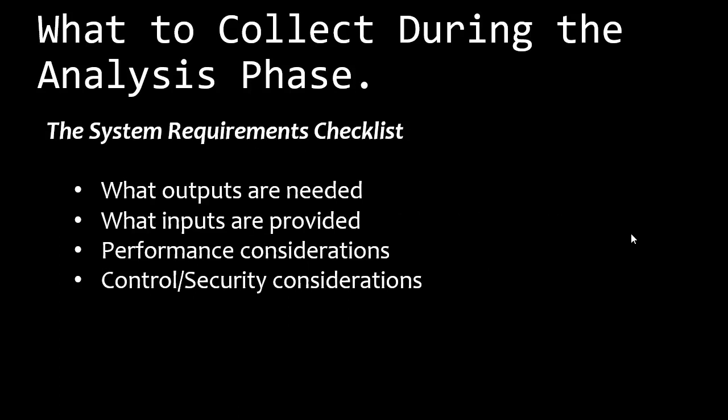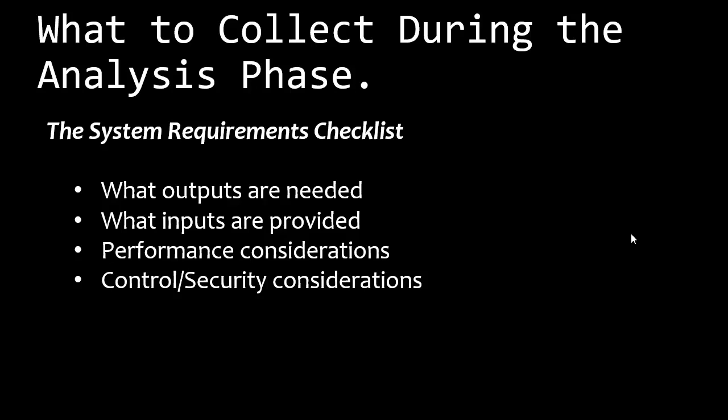The system requirements checklist. One of the big things we're trying to do during this phase is to make sure we understand exactly what is being asked of us. A great place to start is, what are the outputs? What is it they want out of this system? In a lot of cases, by understanding what they want out of this system, we can understand what needs to go into the system, the inputs.